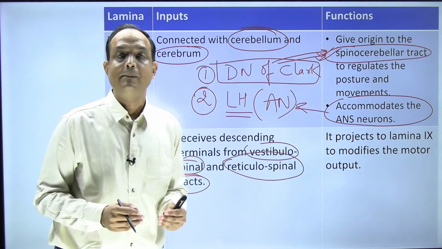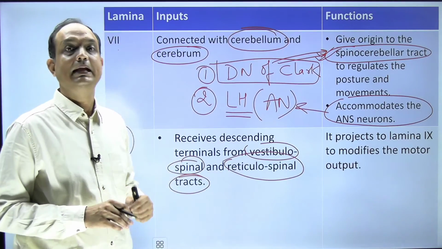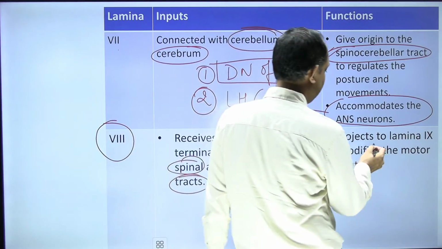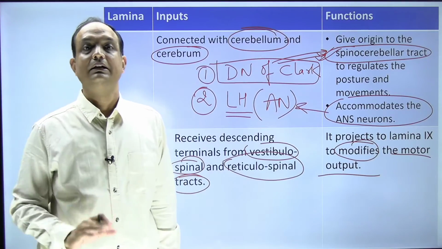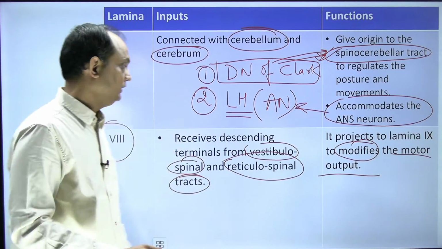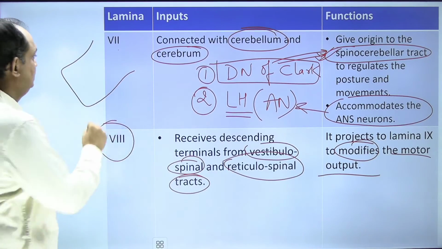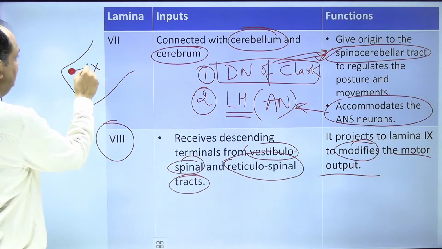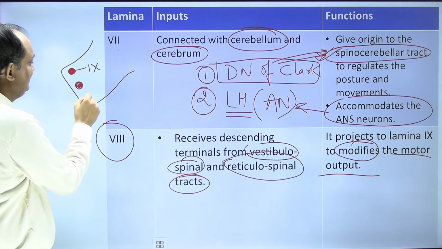So what will happen is that this input to your Rexed lamina 8 will go into Rexed lamina 9, and ultimately they will modify the output of motor neurons which are present in Rexed lamina 9. Clear? What do you mean? Again I will explain this: this is your anterior horn. You know that the anterior horn is broad. In the anterior horn, this is the medial part where you will have Rexed lamina 9. Clear? This is the central part, this is the lateral part.